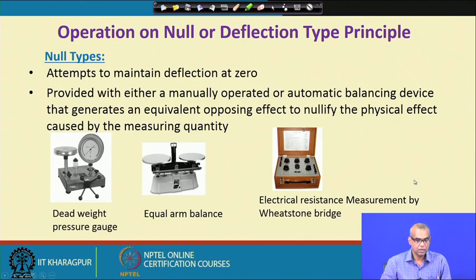in case of null types, an attempt is made to maintain deflection at 0. So, when the instrument indicates the information about the measured quantity, a null point is maintained. So, deflection is made 0 at that point. The null type instruments are provided with either a manually operated or automatic balancing device that generates an equivalent opposing effect to nullify the physical effect caused by the measuring quantity.